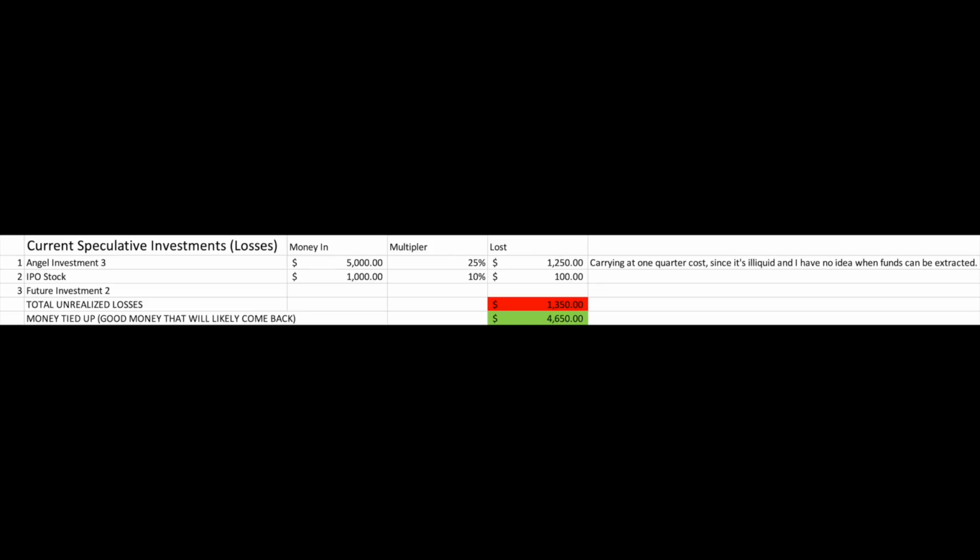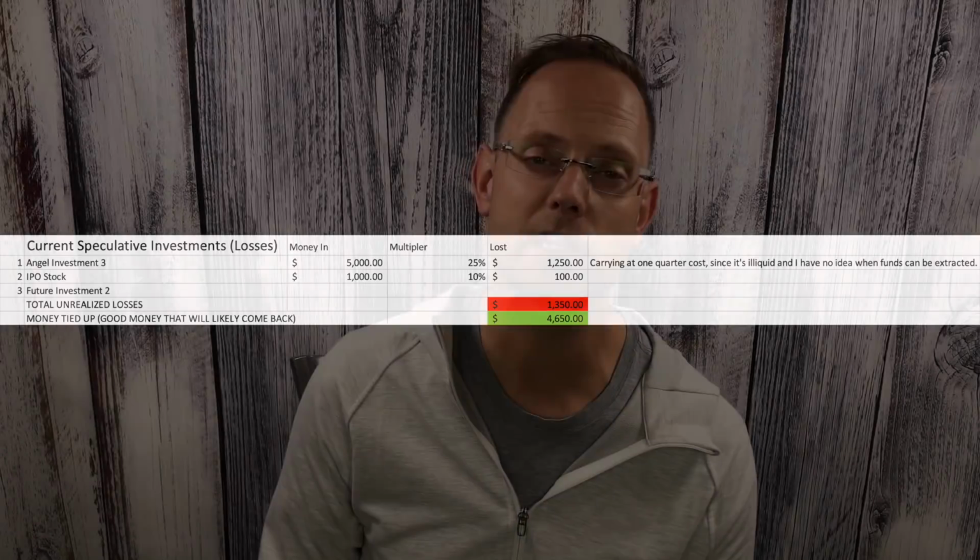And so what I'm really doing here with these current speculative losses is I'm just trying to tally up what my unrealized losses are. And you can also see I tally up money that's tied up. I've got good money in there, not lost money, but it's tied up. That capital is tied up. It'll likely come back, but at this time it is tied up. And don't worry, all this will make more sense later in the model when I summarize everything.